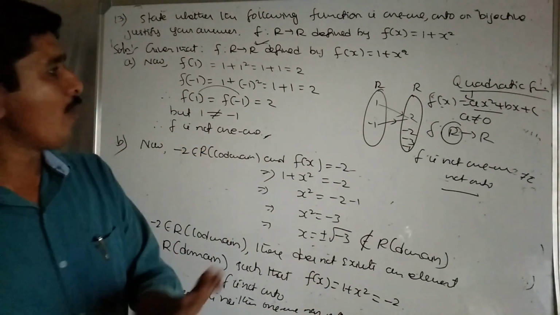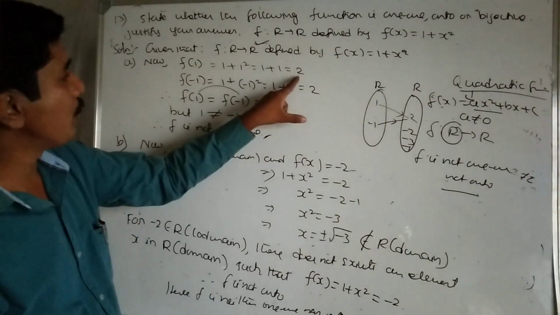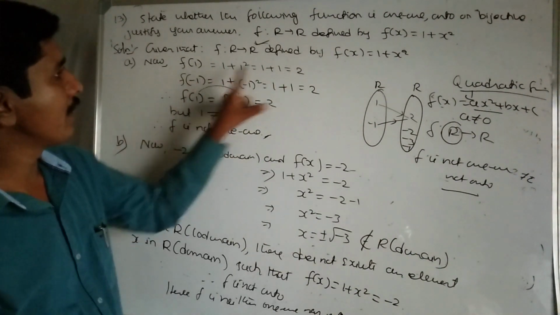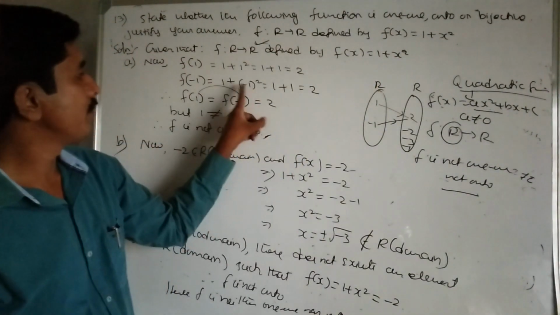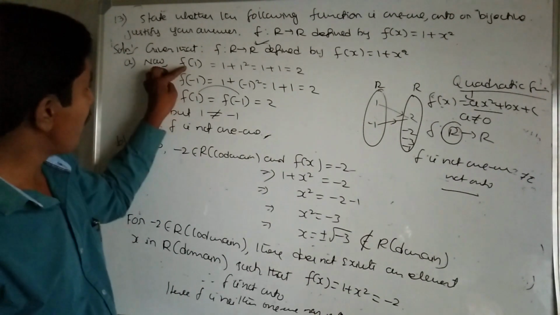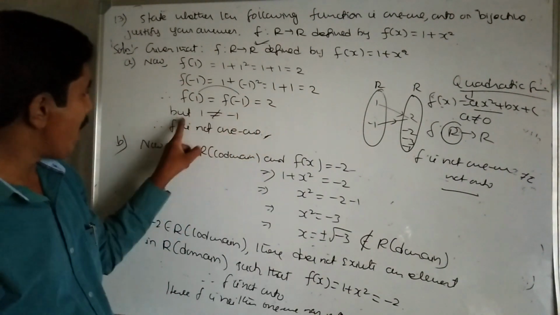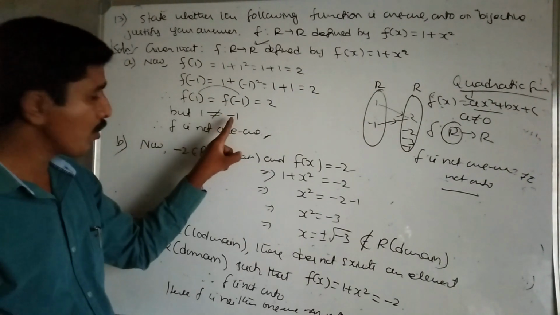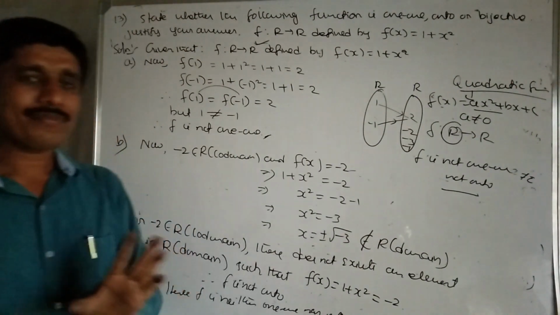Prove that it is not 1-1 like this. Take 1 and minus 1 here. Here f of 1 you get 2. f of minus 1: x equal to minus 1, 1 plus x square, 1 plus 1 is 2. f of 1 equal to f of minus 1 equal to 2, the same range element. But your domain elements, 1 is not equal to minus 1. Therefore, the function is not 1-1.